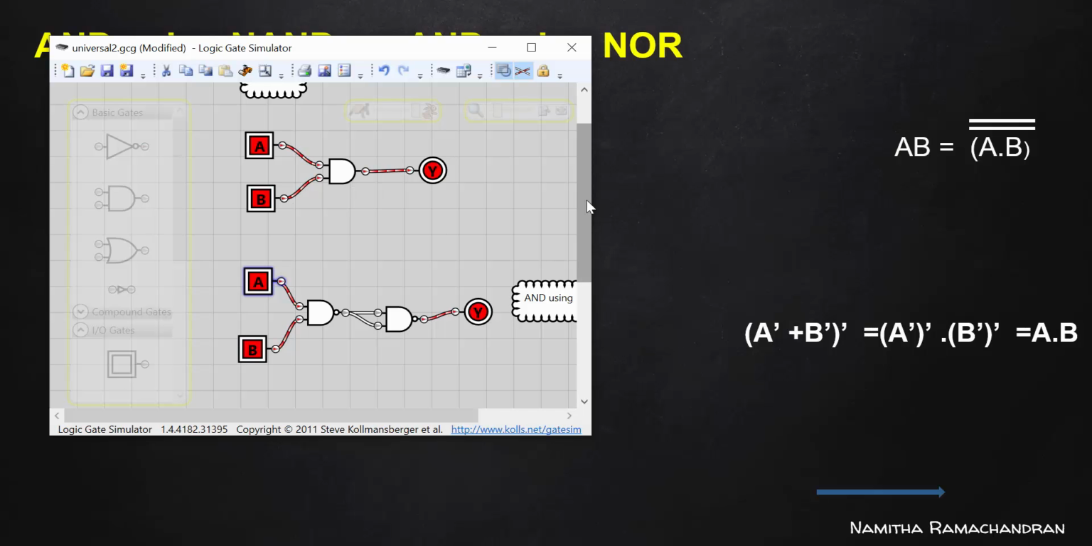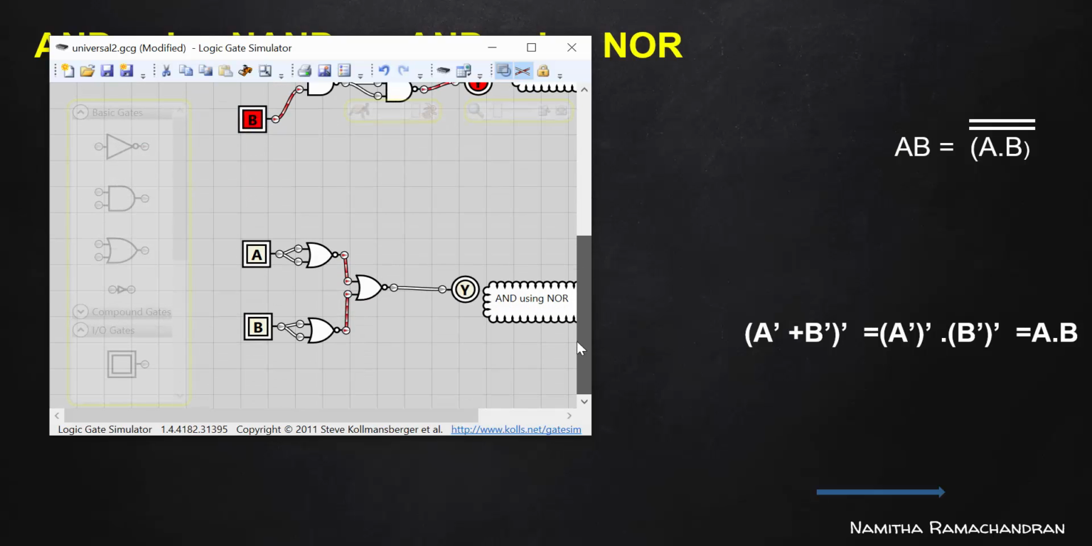Okay, next is AND implementation using NOR. So this is the case. First, generate the complement of A and B separately. A is connected as the two inputs of one NOR gate.